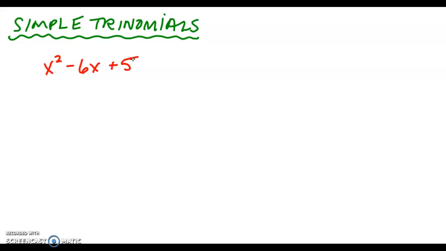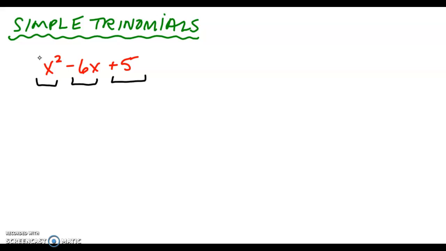For example, that's number 1 from your assignment. The terms being here, here, and here. So terms are usually separated by a plus or a minus sign, adding or subtracting. Now, what makes this simple is because there's no number written in front of the x squared.